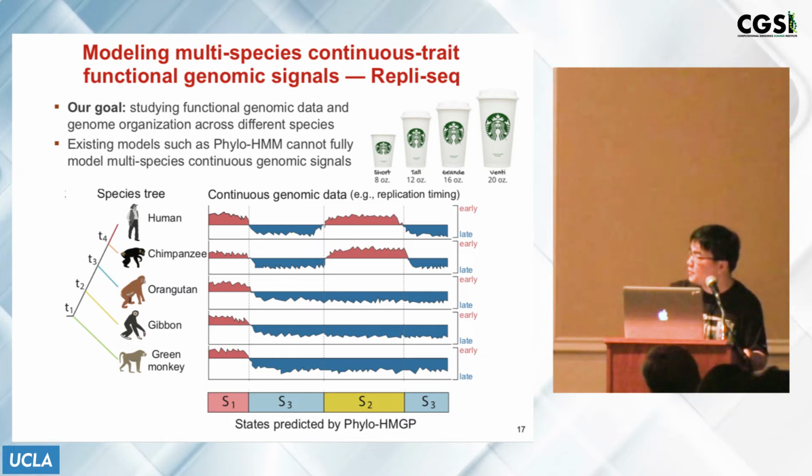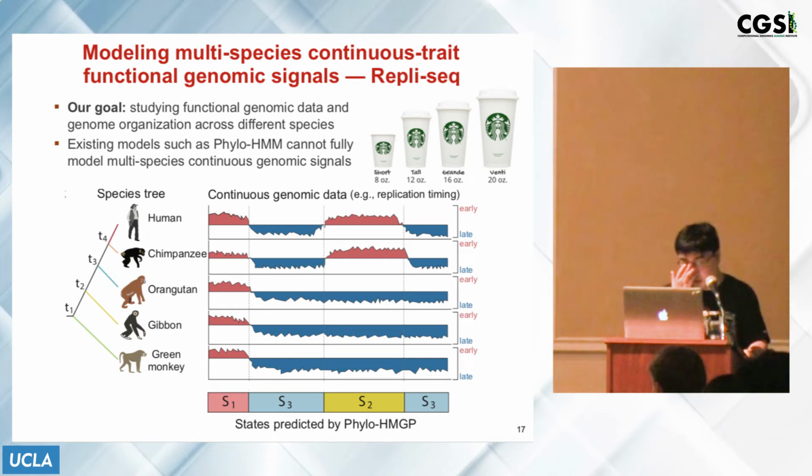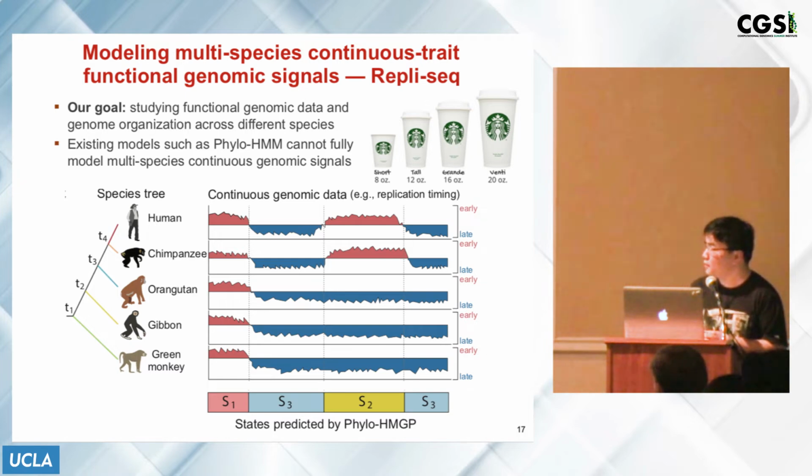this case we have 5 different species: human, chimpanzee, orangutan, gibbon, and green monkey, and this is the phylogeny describing the evolutionary relationships among these 5 species, and you have signals from each one of these species, right? So you can already see that in this first region, all of these 5 species are replicated early, and in this second region, all of them are replicated late. But in this one, it looks like human and chimp share an early replication timing pattern, but the other 3 species have a late replication timing program.